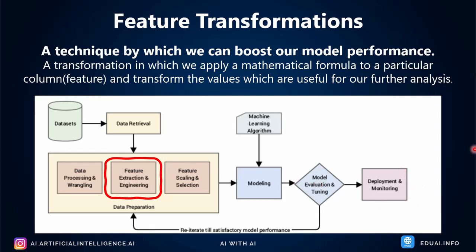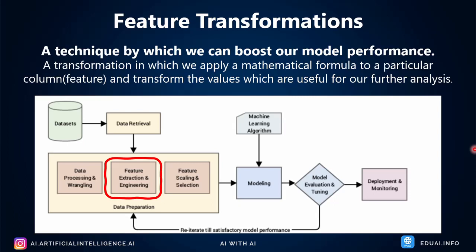But the question here is how feature transformation increases the performance of our machine learning algorithm. The answer is the distribution of the data. Data which is not normally distributed has a very large impact on linear models like linear regression and logistic regression. So feature transformation is a technique where we use mathematical formulas to normalize these distributions, and hence it boosts the performance of our machine learning algorithms, right?